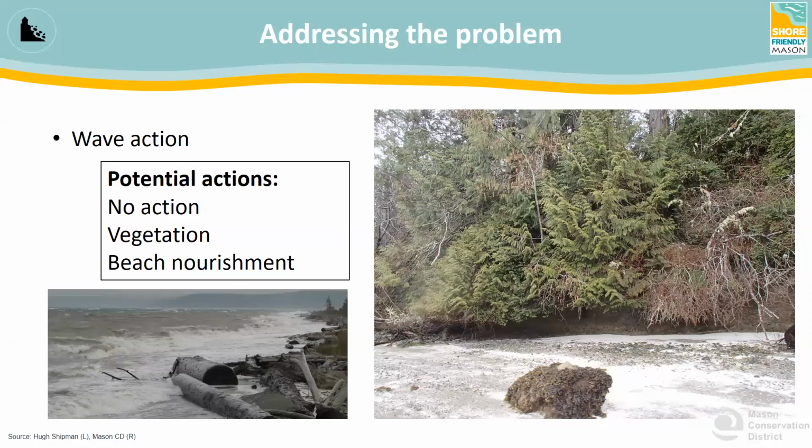And you can see in this example, vegetation is holding the bluff together pretty well. There's not necessarily a lot of imminent risk of erosion from wave action alone. In other cases, we can look at a more engineered approach where we're adding gravel or cobble to the beach. We call that beach nourishment. That will be appropriate in certain situations, and less appropriate in others. And we'll talk about that more later.